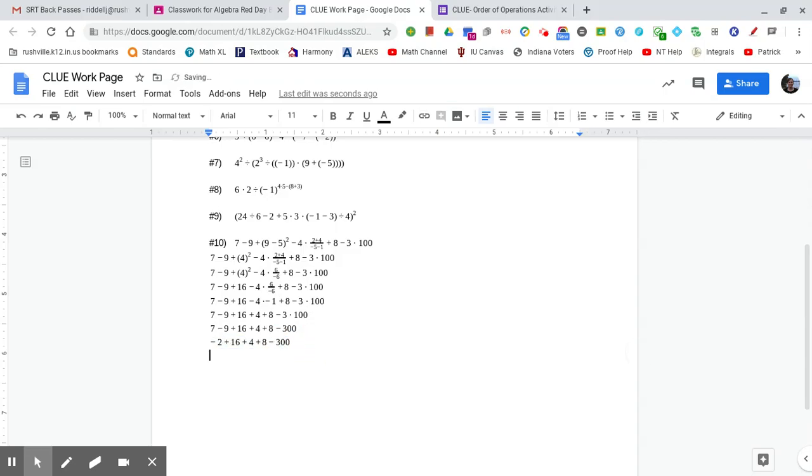I'll copy, I'll paste. So now I have negative 2 plus 16. Those are different signs, so I'll subtract. 16 minus 2 is 14. 16 is larger, so that's going to give me positive 14.